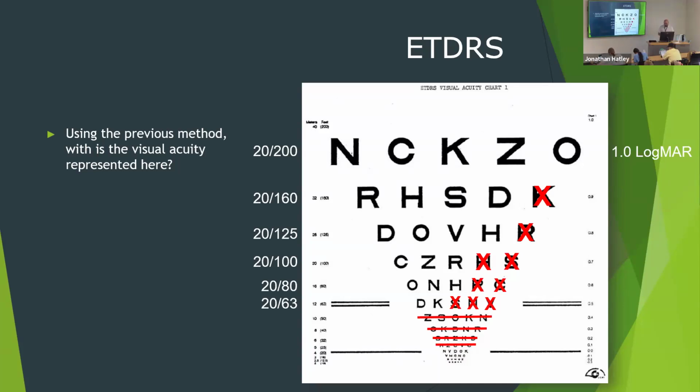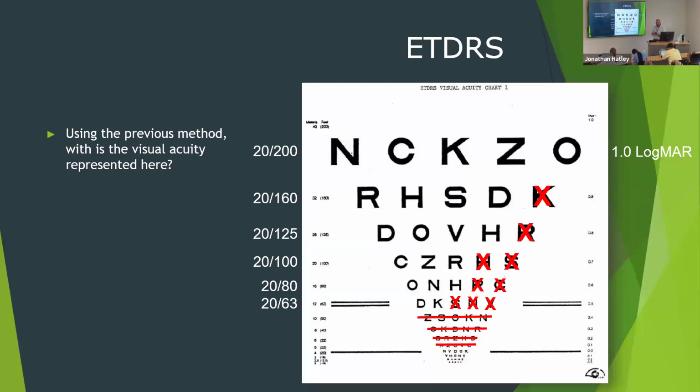Let's see here. Let me pull up my calculator. So we're going to take the letters that they got correct beyond the 1.0, right? On the first line. So you're going to take 16 times 0.02, and that's going to give you 0.32. You're going to subtract this from 1.0.